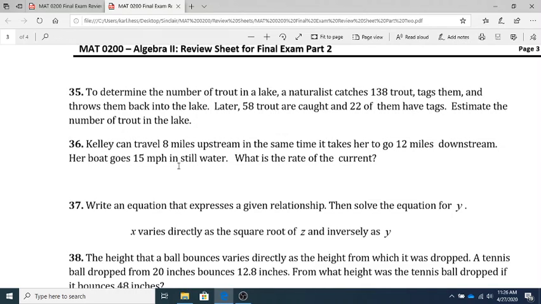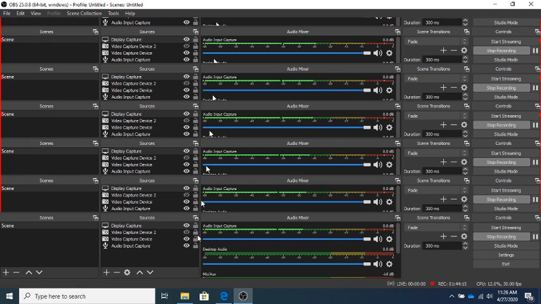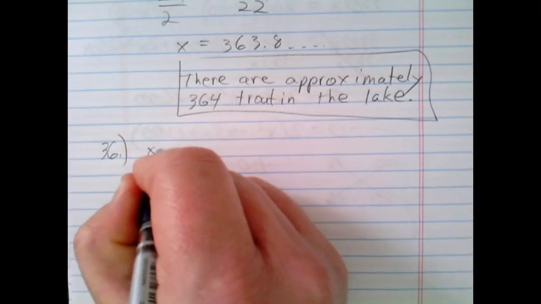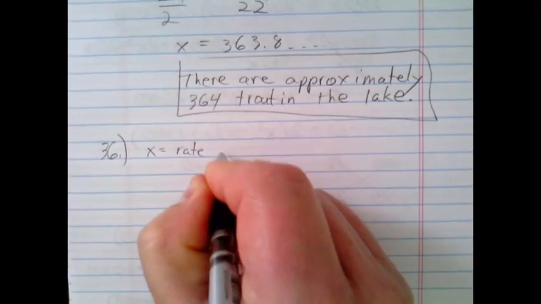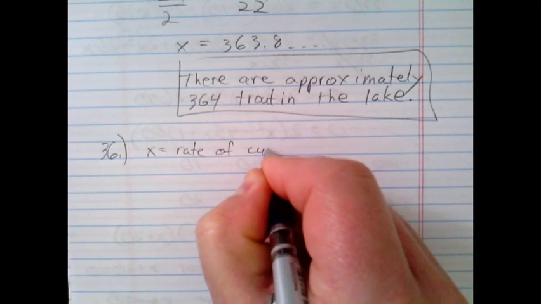What is the rate of the current? Okay, so that's our unknown. 8 miles upstream, same time to go 12 miles downstream. Her boat goes 15 miles per hour in still water. Got it. So x equals rate of current.